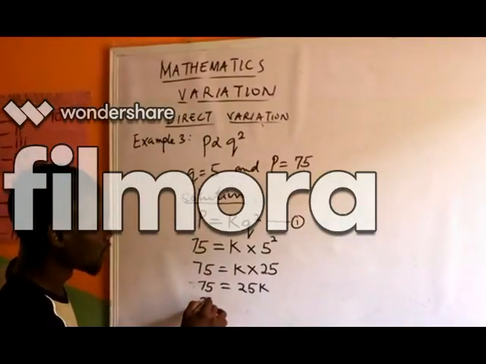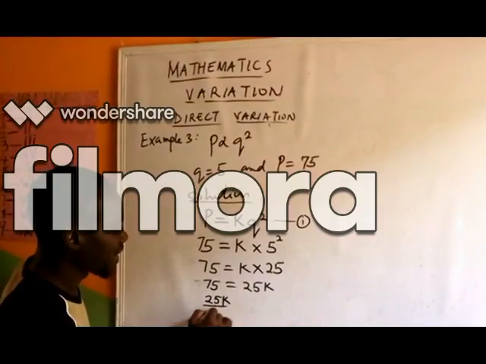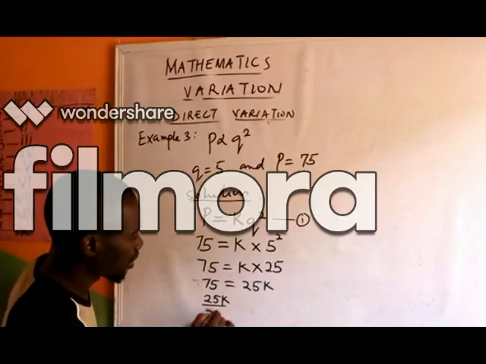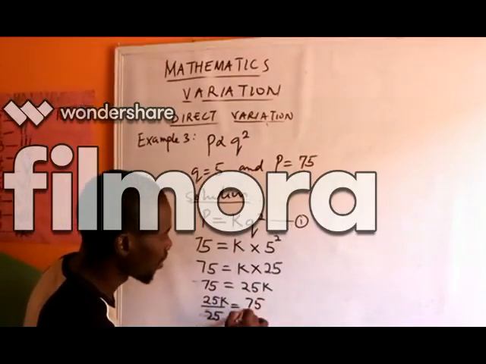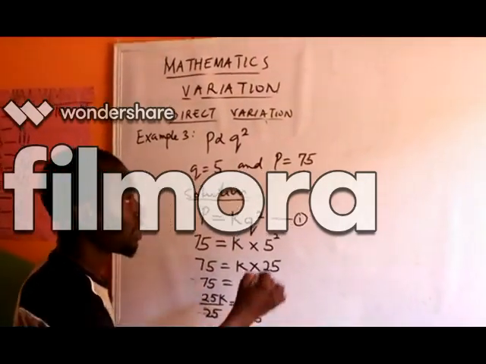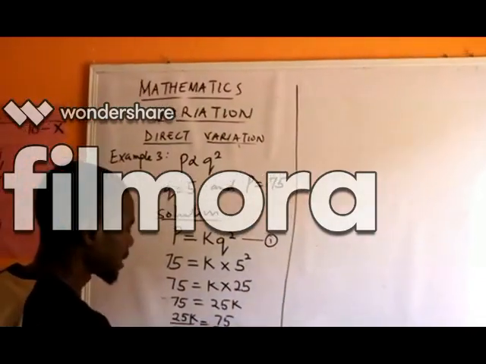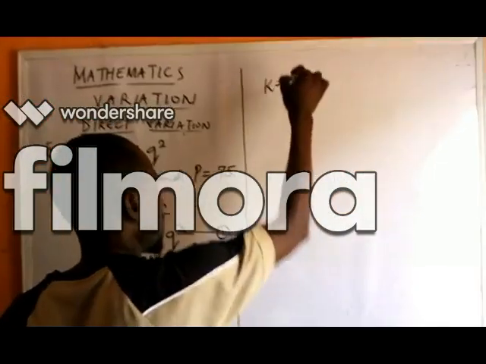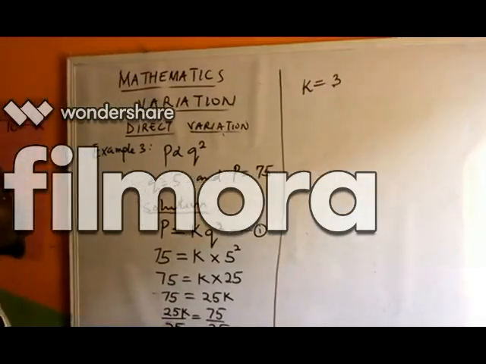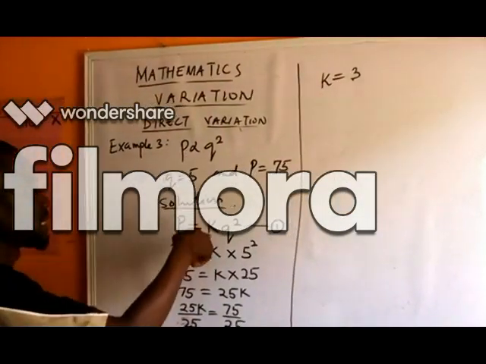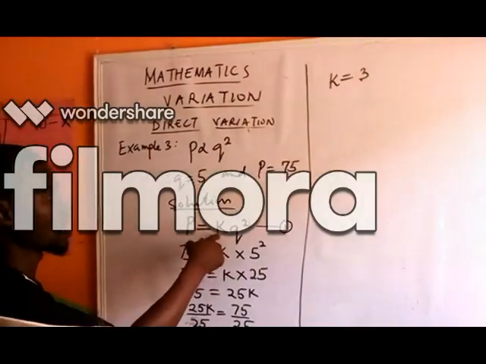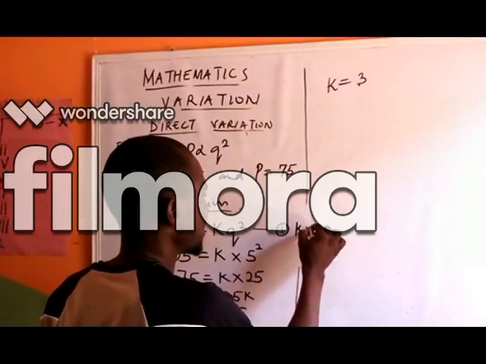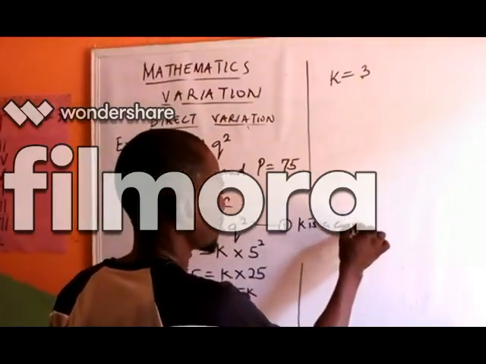You now have 25K over 25 equals 75 over 25. If you divide this, the next thing you have is that K will be equal to 3. When you find the value of K to be 3, you will replace your K, because your K is a constant. I should have written it here. K is a constant. You must write it.